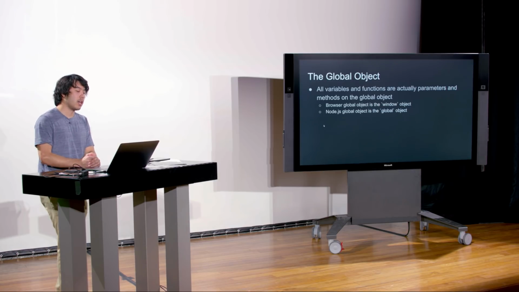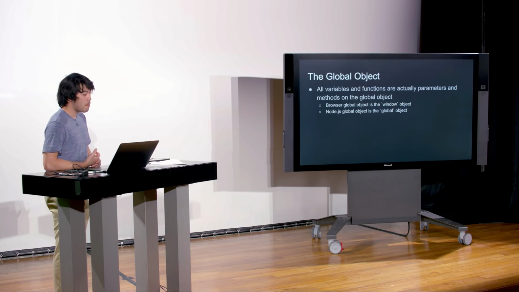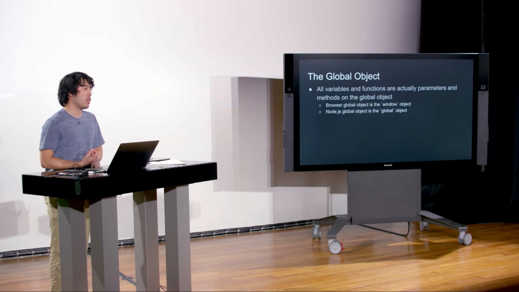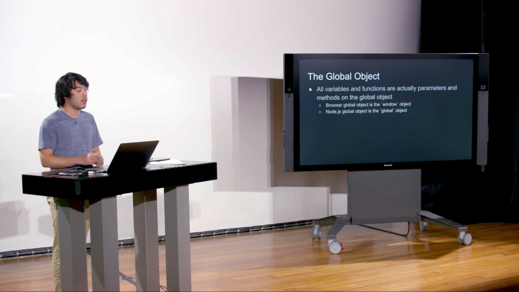So the global object. The way these things all work is that in any given runtime, there's this thing called a global object. And so all variables and all functions are actually keys, properties, or methods on the global object. In the browser, there's this thing called window, which is the global object of a window.